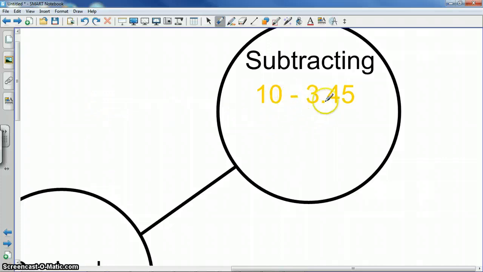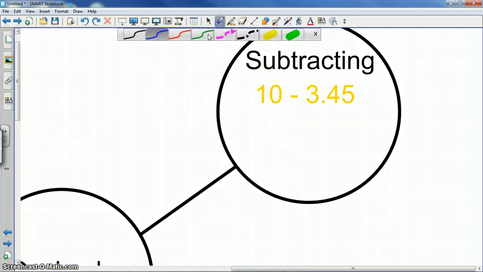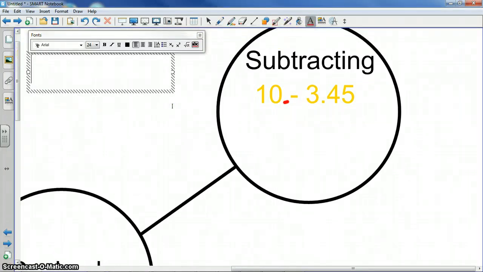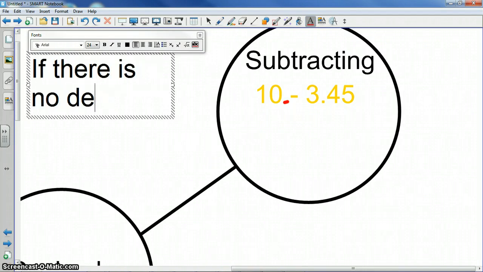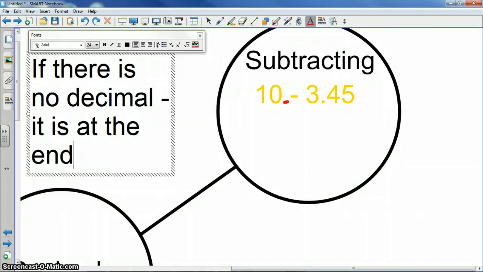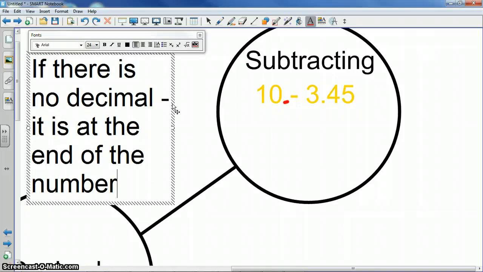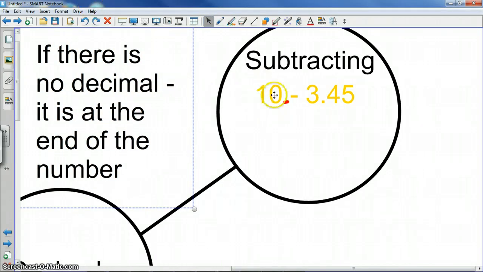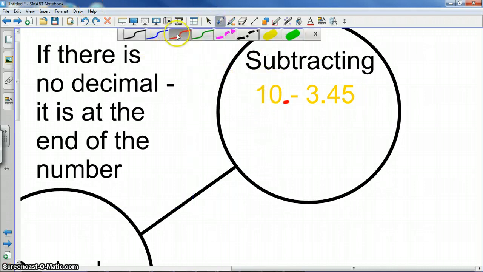So here it's a little more complicated because we still have to line up our decimal. Problem is there's not a decimal here. So what you've got to remember is if there's not a decimal in the number, the decimal comes after the number. And you may want to just jot that down if it's something that you aren't already very familiar with. If there is no decimal, it is at the end of the number. That's pretty important. So if, like on the 10, there's no decimal that you see, that means we understand that there's a decimal right here at the end.